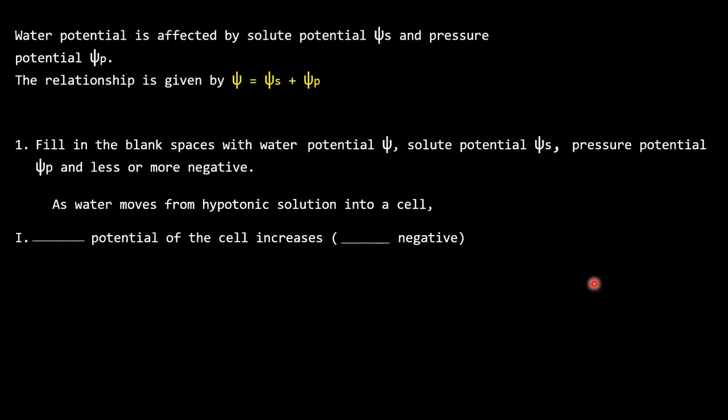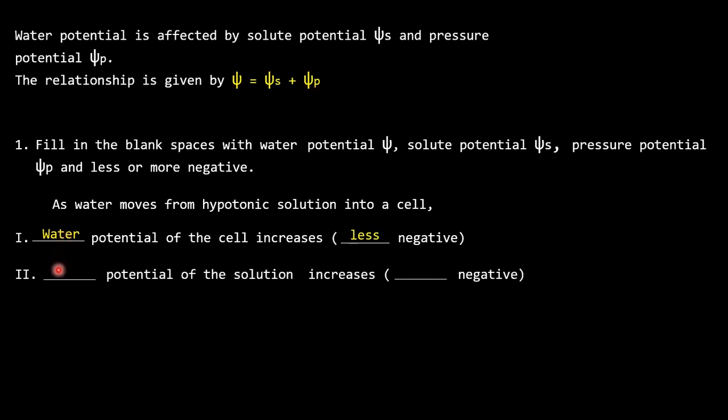Question 1 says, as water moves from hypotonic solution into a cell, the dash potential of the cell increases, dash negative. Water potential increases, it becomes less negative. And then dash potential of the solution increases and becomes dash negative. It is the solute potential of the solution that increases, and when solute potential increases, it becomes more negative.